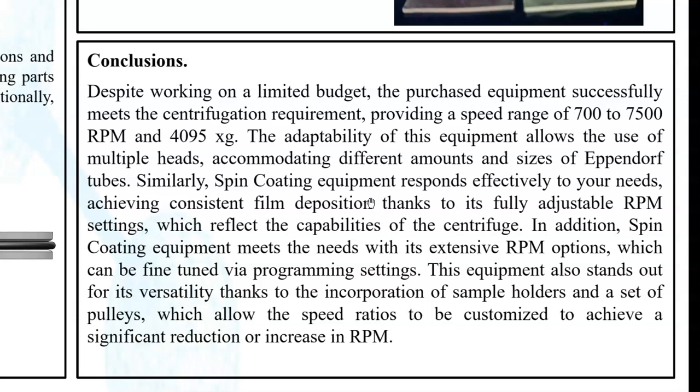speed range of 700 to 7,500 RPM and 4,095 xg. The adaptability of this equipment allows the use of multiple heads, accommodating different amounts and sizes of Eppendorf tubes. Similarly, spin coating equipment responds effectively to the needs, achieving consistent film deposition thanks to its fully adjustable RPM settings, which reflect the capabilities of the centrifuge.